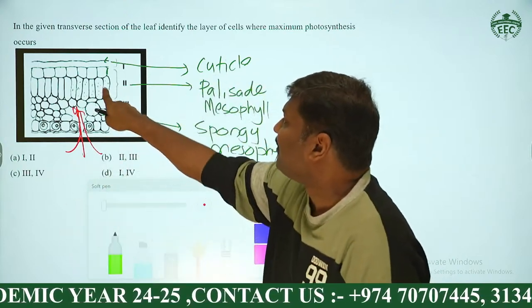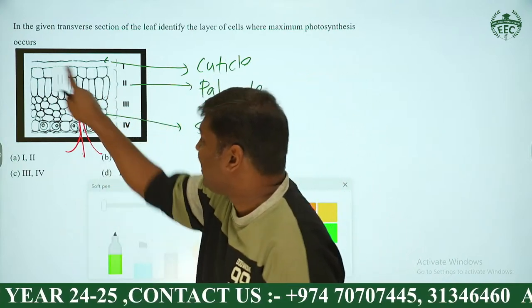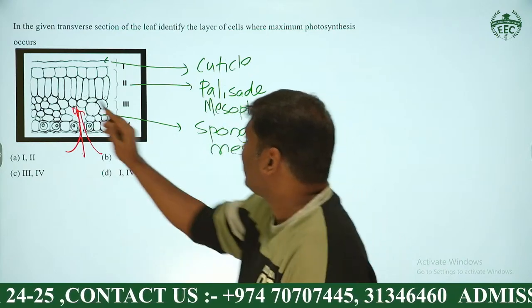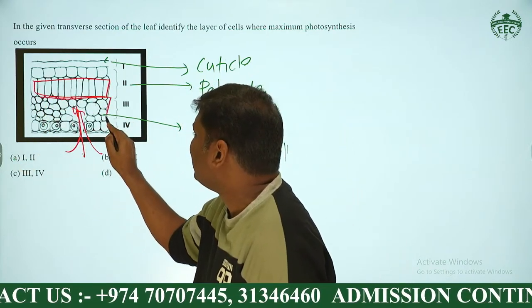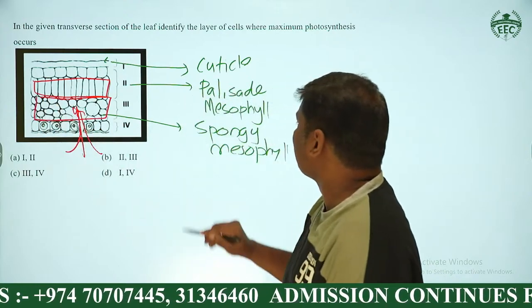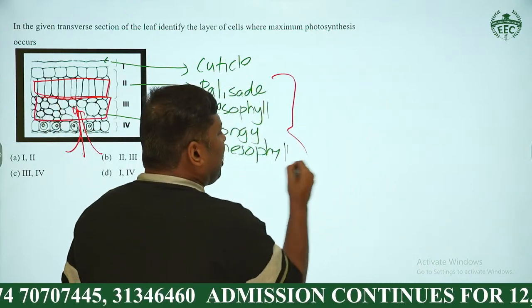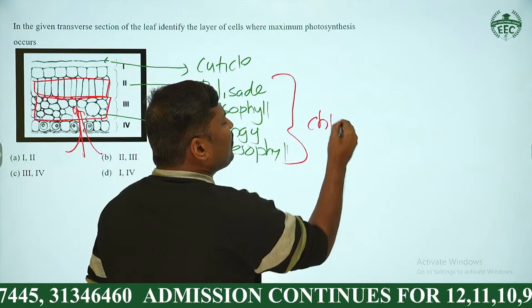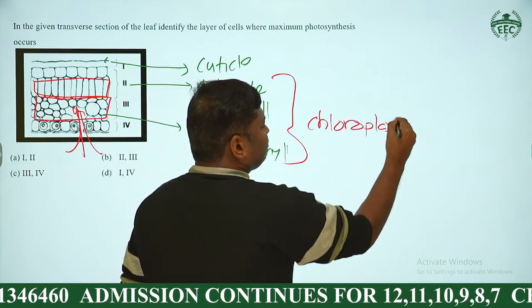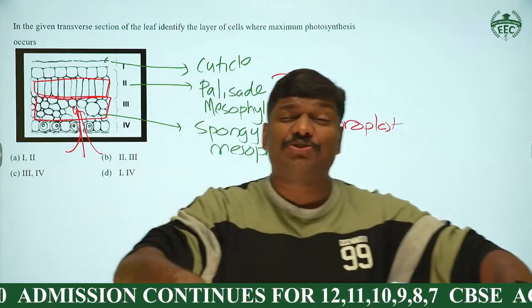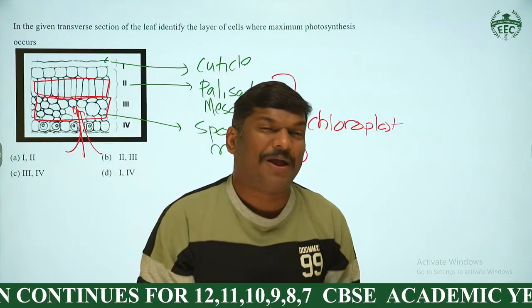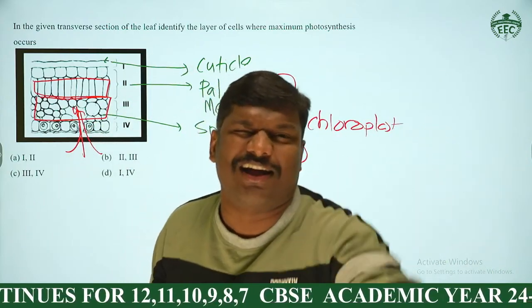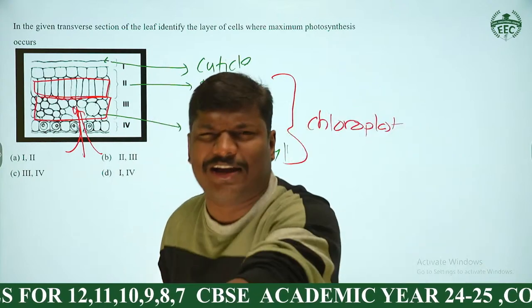Look at the board, please. The area I marked over here is what we call palisade mesophyll. The area where I marked here is called what? Spongy mesophyll. And both have a large number of chloroplasts. Both palisade mesophyll and spongy mesophyll are rich in chloroplast. Chloroplast is the cell organelle.